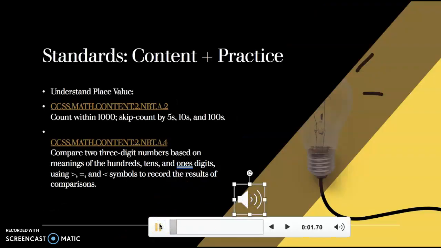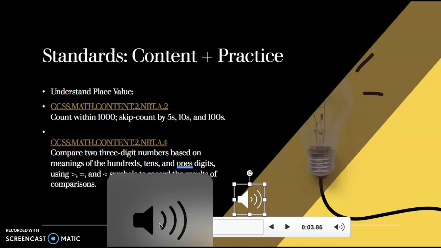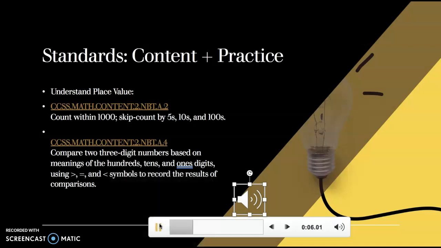The standard we will be going over in this lesson is understand place value. We will be practicing counting within 100, skip counting by fives, tens, and 100s. We will also compare two 3-digit numbers based on the meaning of the hundreds, tens, and ones digits, using the less than, greater than, and equal to symbols to record the results of comparisons.